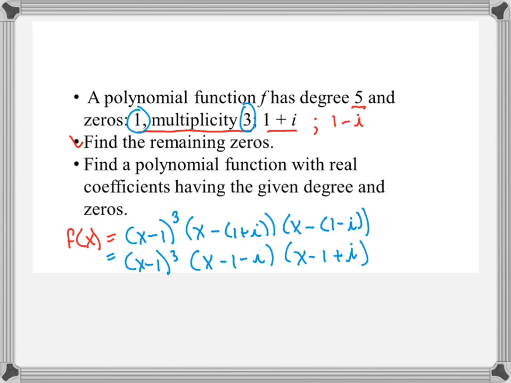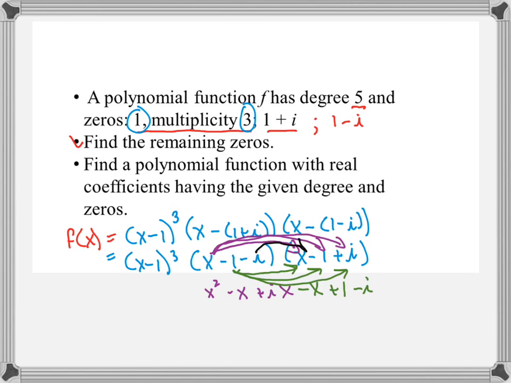First, I'm going to get rid of those internal parentheses by distributing the negatives. So we need to multiply out (x minus 1) cubed times (x minus 1 minus i) times (x minus 1 plus i). And I'm going to choose to multiply those last two terms first to get rid of my i's. So x times x is x squared, x times negative 1, x times i, negative 1 times x, negative 1 times negative 1, negative 1 times i, negative i times x, negative i times negative 1, and negative i times i.